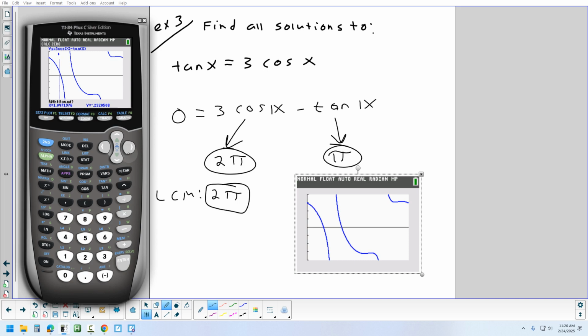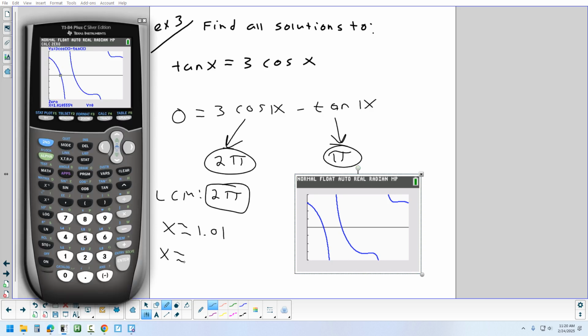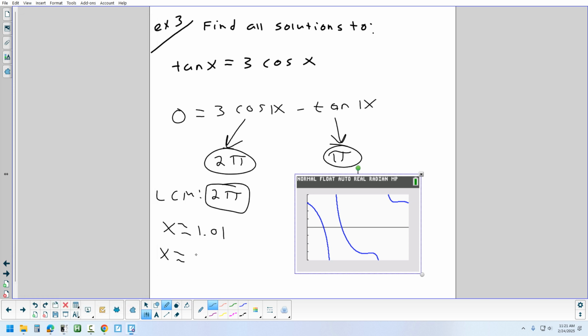Okay, and I moved over so my cursor was on the first part, and I get 1.01. And for the second answer, remember you're not doing an intersect because we put everything on one side. Okay, so you're doing a 0. You could do an intersect if you drew a horizontal line right on top of the x-axis, then you could do it that way. 2.13.